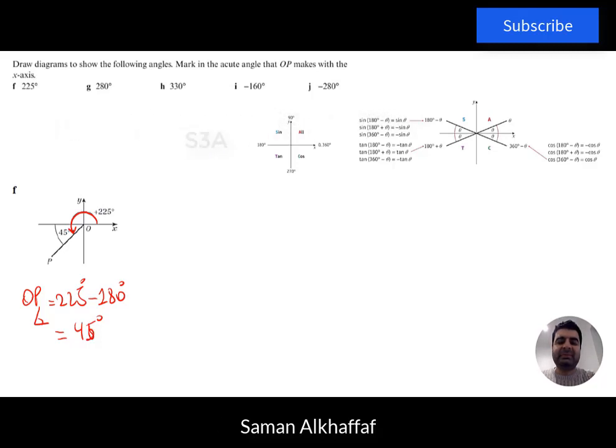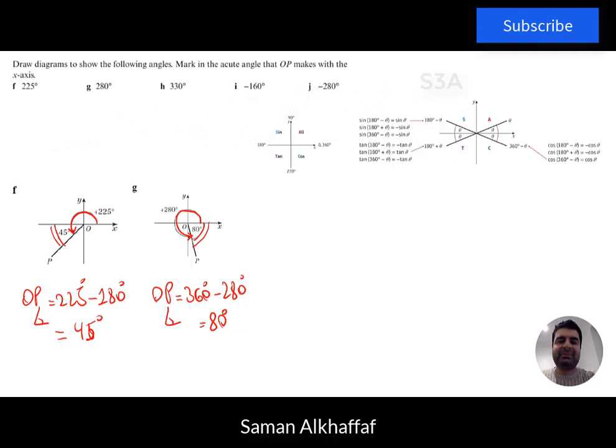And this will be our answer for part F. For part G, we have 280 degrees in the positive, so we move in the anti-clockwise direction, and that will end up in the fourth quadrant. So for OP, the angle will be 360 degrees take away 280 degrees, so that will give us positive 80 in terms of the angle of OP with the x-axis.